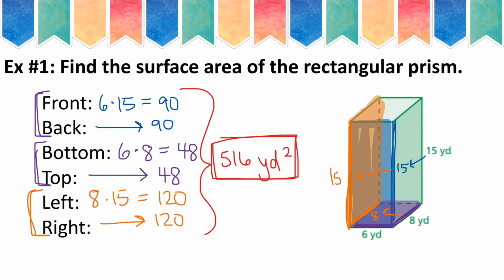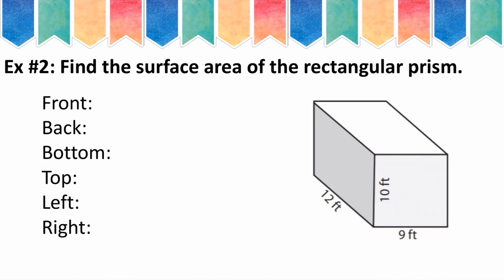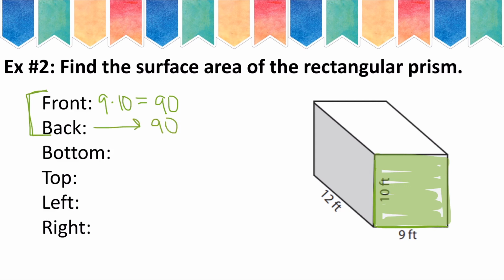Let's tackle one more example problem. Again, I'm going to start with the front of my rectangular prism. This front side will be calculated by taking 9 multiplied by 10, which would equal 90. And remember, the front and the back always just need to be the same. So they will both be 90. Now I will calculate the bottom. Remember that the bottom and the top need to be the same.